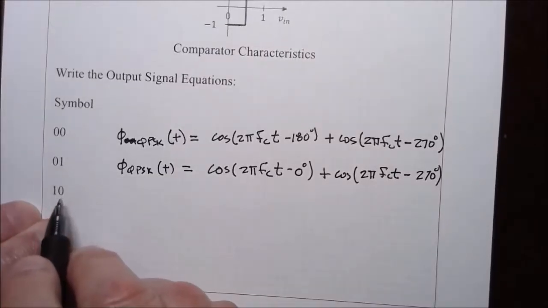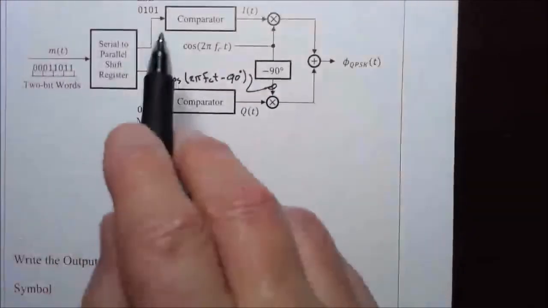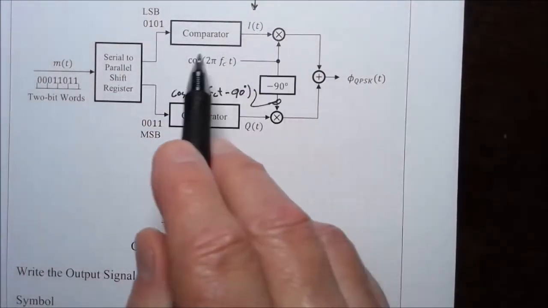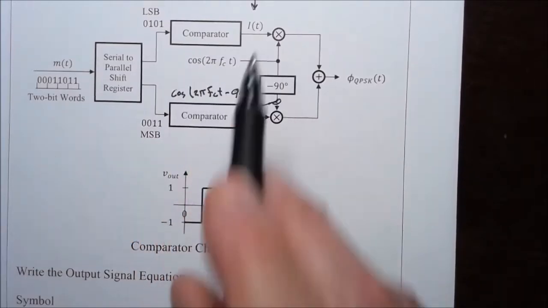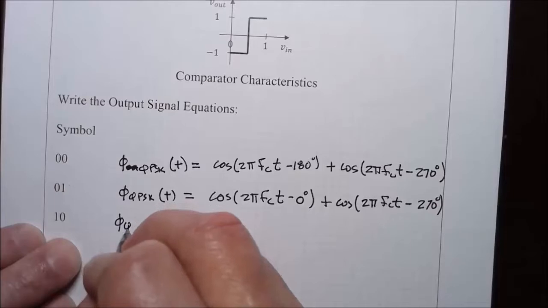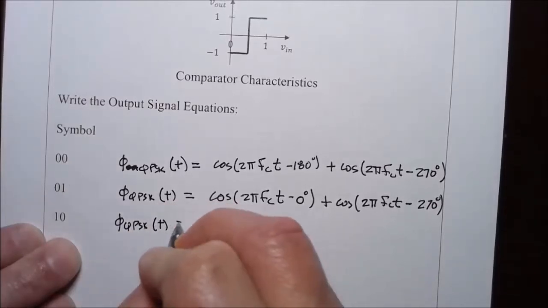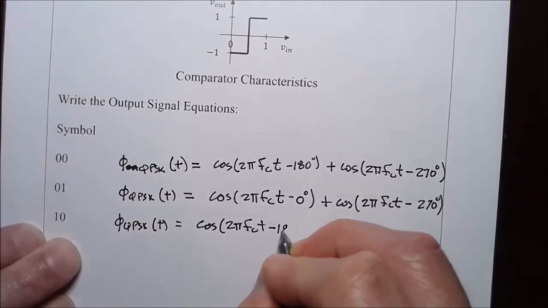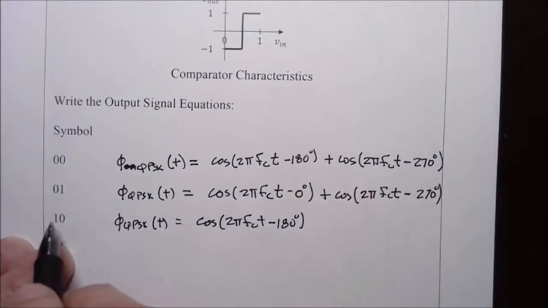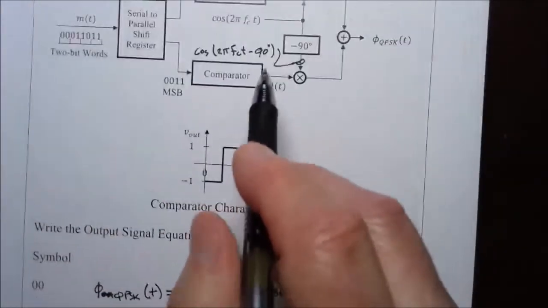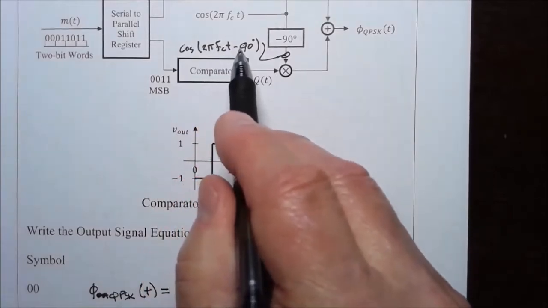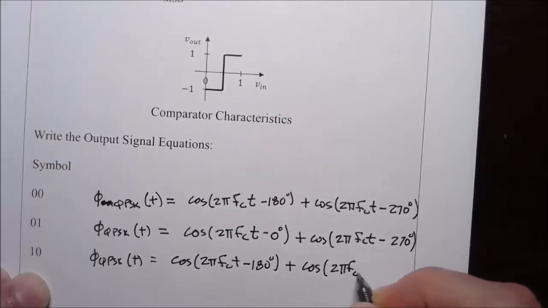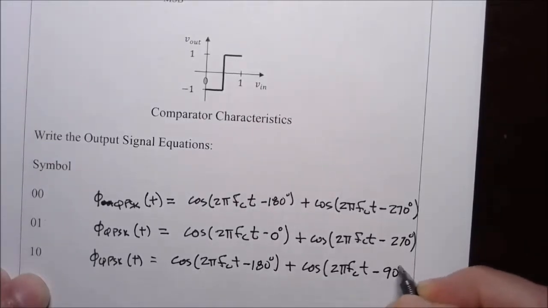Then for 1, 0, we're taking the least significant bit, which is 0, and it maps to a minus 1, so we have cosine 2 pi FCT minus 180, equals cosine 2 pi FCT minus 180. And then the more significant bit 1 maps to a plus 1, and that would be 1 times cosine 2 pi FCT minus 90, so plus cosine 2 pi FCT minus 90 degrees.